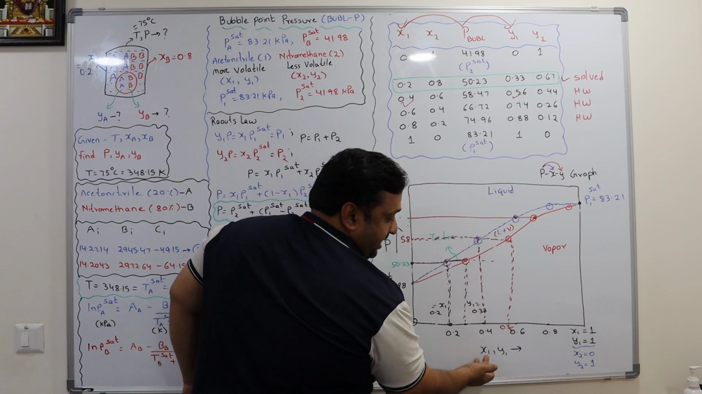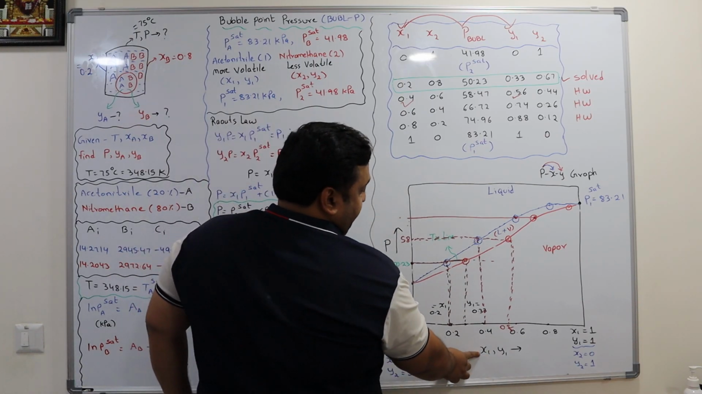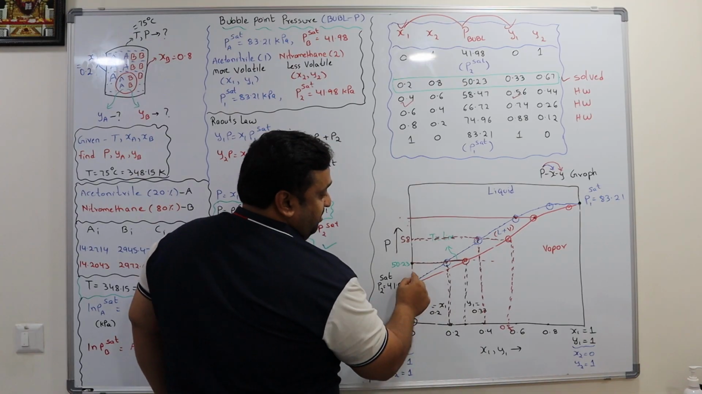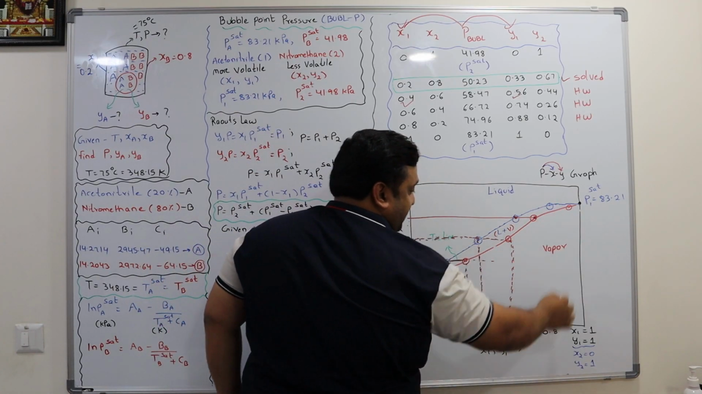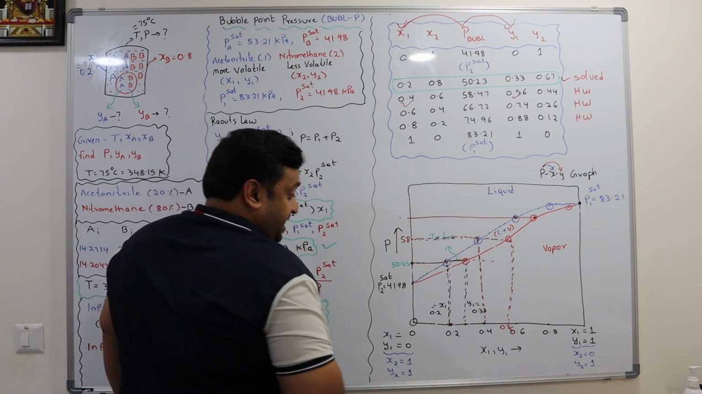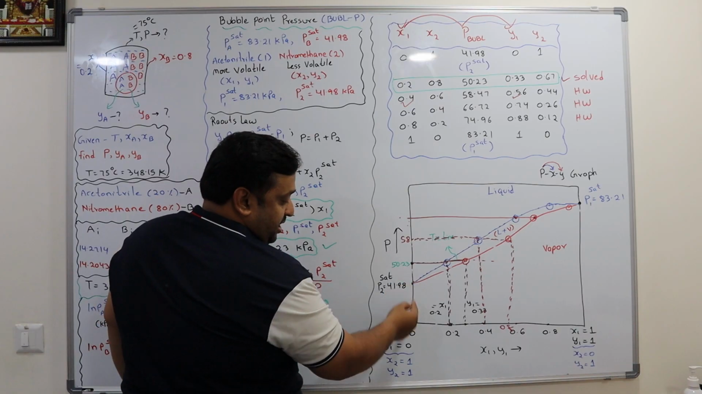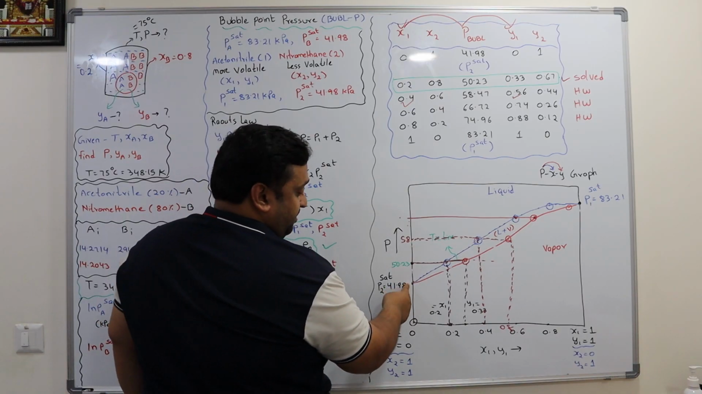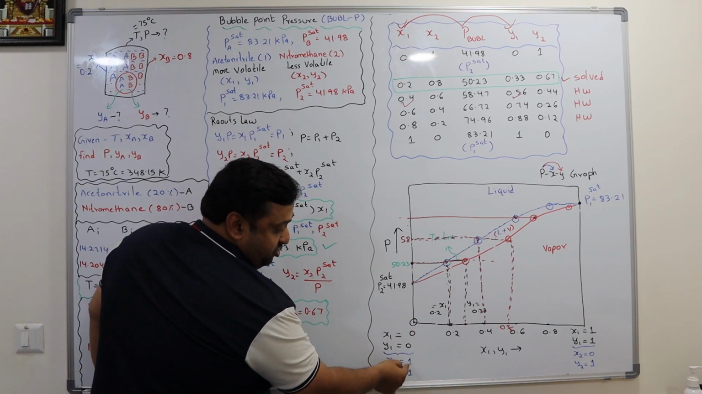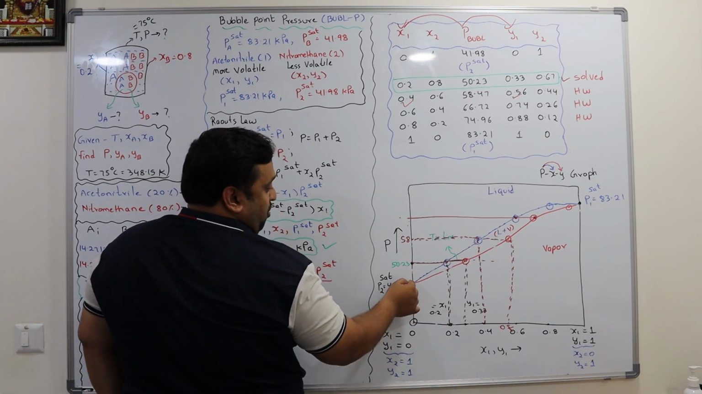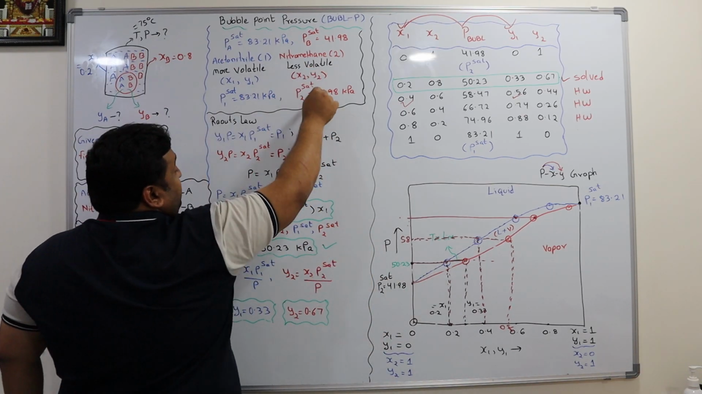On this axis, I can plot either x1 or y1, I mean both. If I plot p versus x1, I get a blue curve. If I plot p and y1, I get a red curve. If x1 equal to 0, that means left hand side, it is pure nitromethane, because x1 equal to 0 means x2 equal to 1. That means the point here, the 41.98, denotes pure nitromethane.